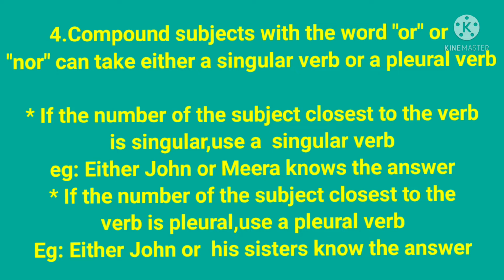Next, see the fourth rule. Compound subjects with the word or, nor can take either a singular verb or a plural verb. To make it clear, if the subject closest to the verb is singular, you can use a singular verb. Example, either John or Meera knows the answer. What about plural? If the subject closest to the verb is plural, use a plural verb. Example, either John or his sisters know the answer. Here, the sisters comes near to the verb. That's why we use a plural verb.